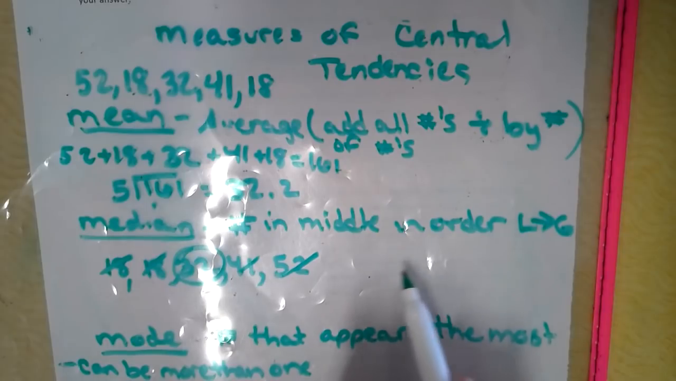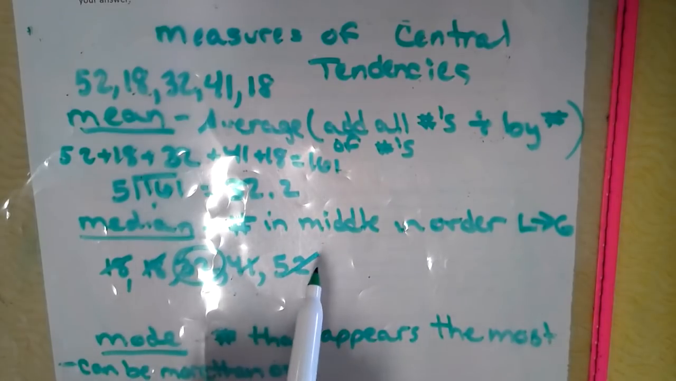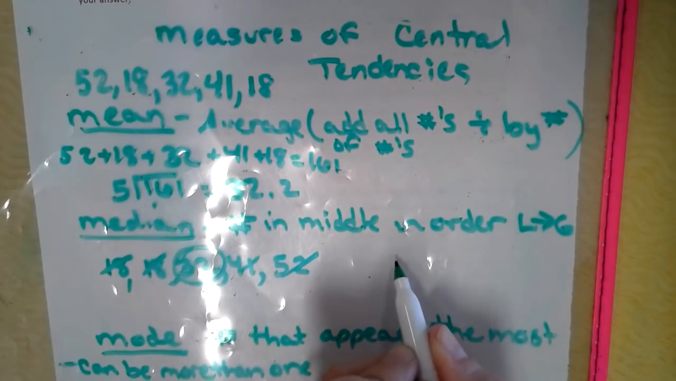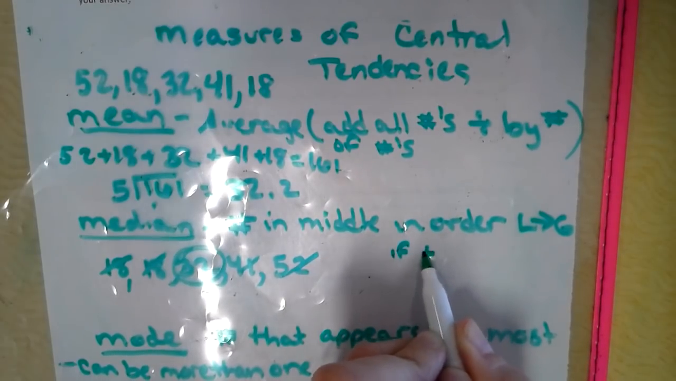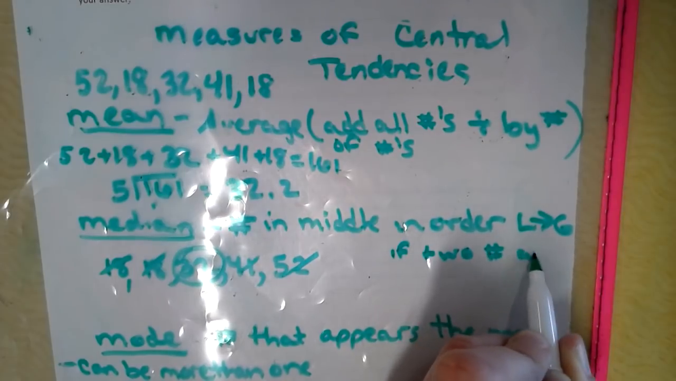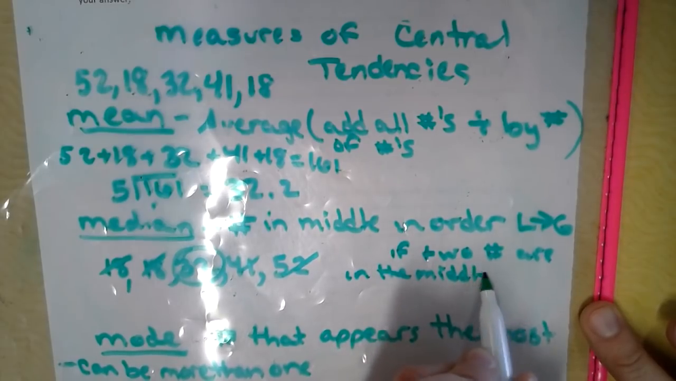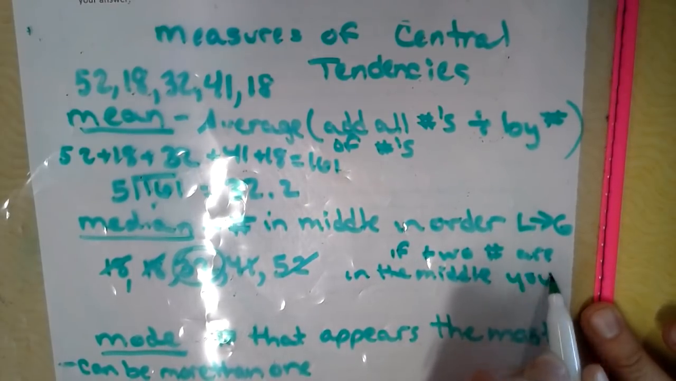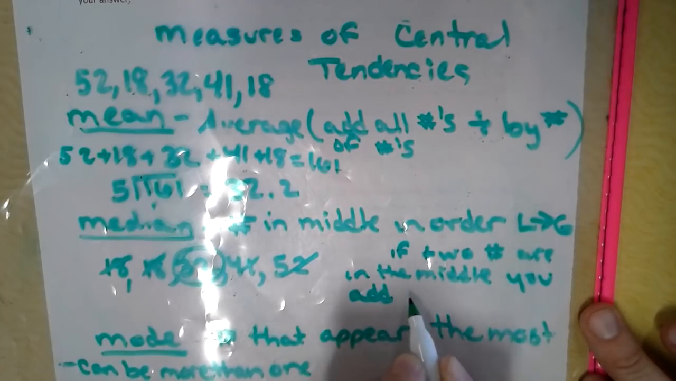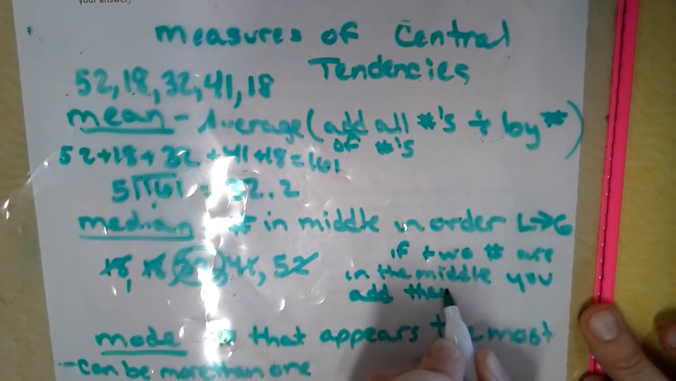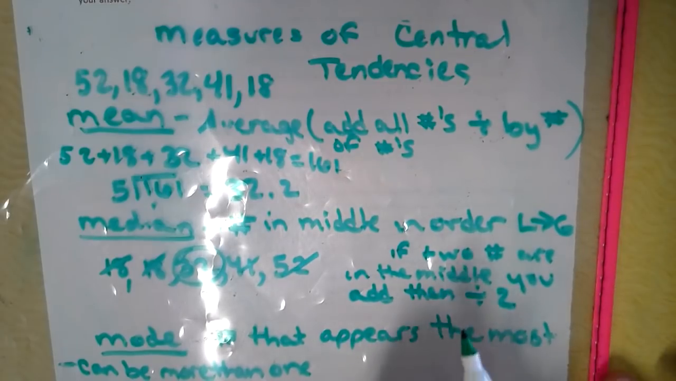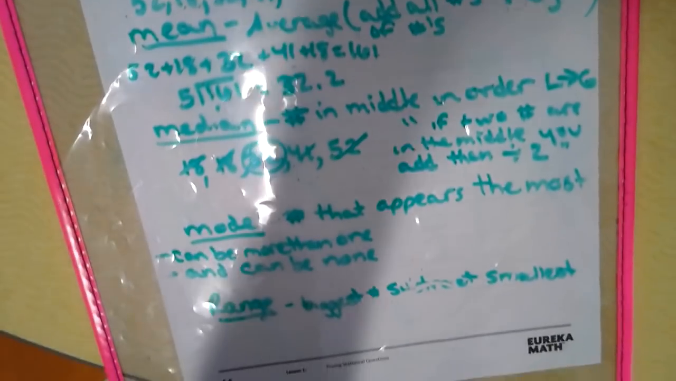However, if there are 2 numbers left in the middle, so if there were an even number of numbers, there would be 2 numbers left in the middle. So if 2 numbers are in the middle, you add those 2 numbers, then divide by 2. And that's if there are 2 numbers left in the middle, okay? So this is just a reprieve. Now remember, this is just a little quick video on this stuff.